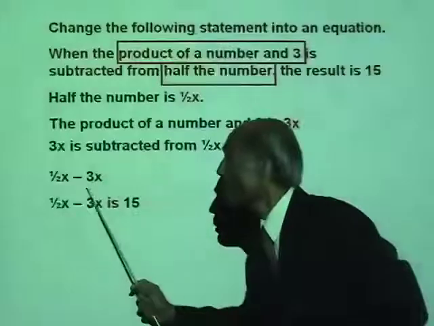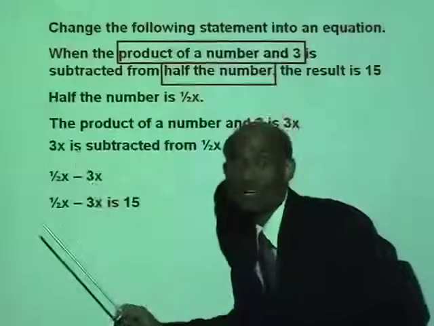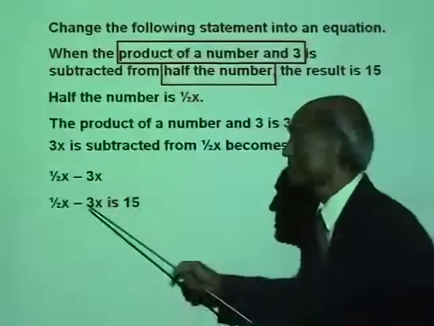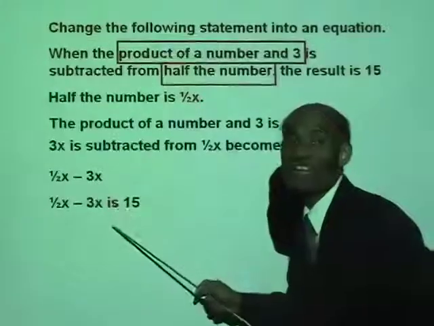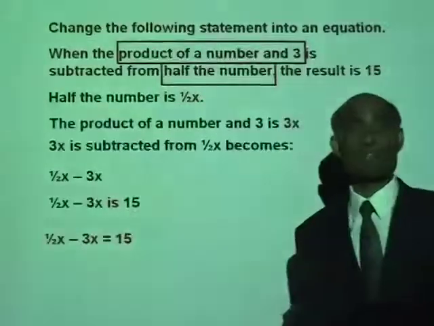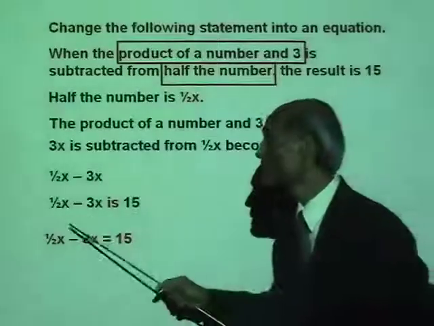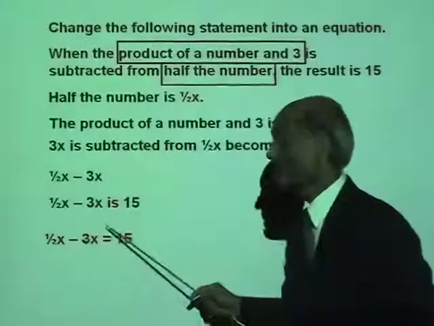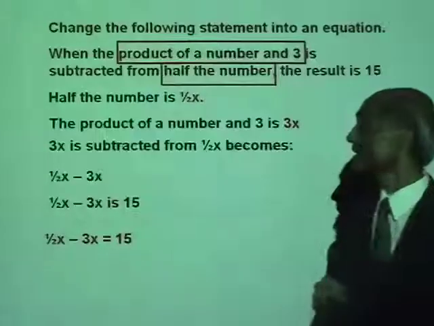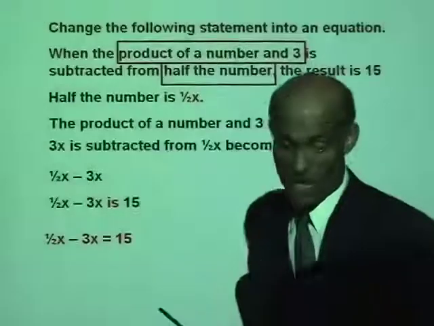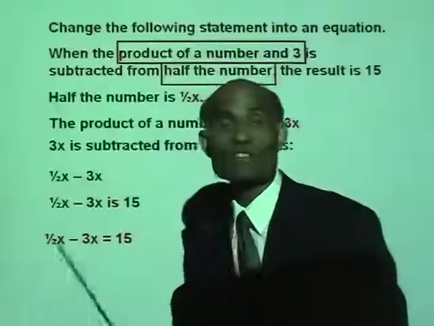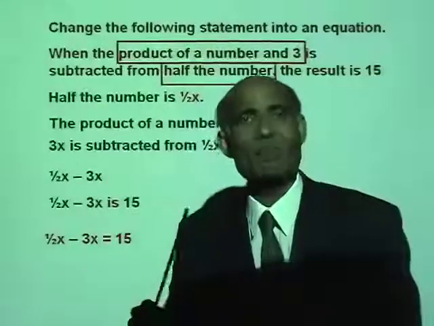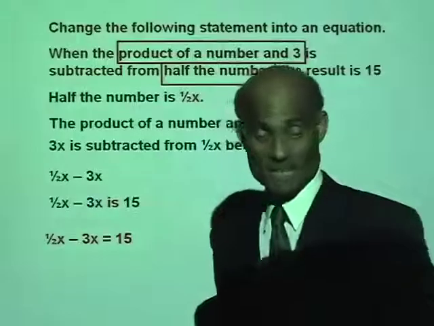Once you have obtained this, the result is 15. So all we now need to do is replace that "is" by the equal sign. So the required equation is 1/2 x minus 3x equals 15. Now, I want you to understand this 1/2 x is the same as x divided by 2. Is that right? Yes.